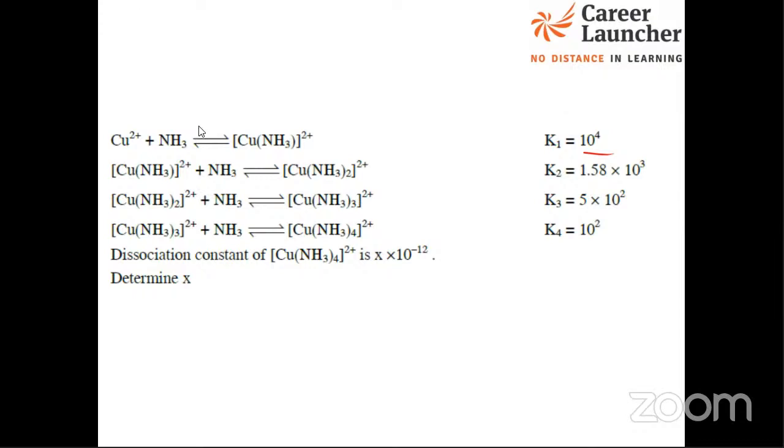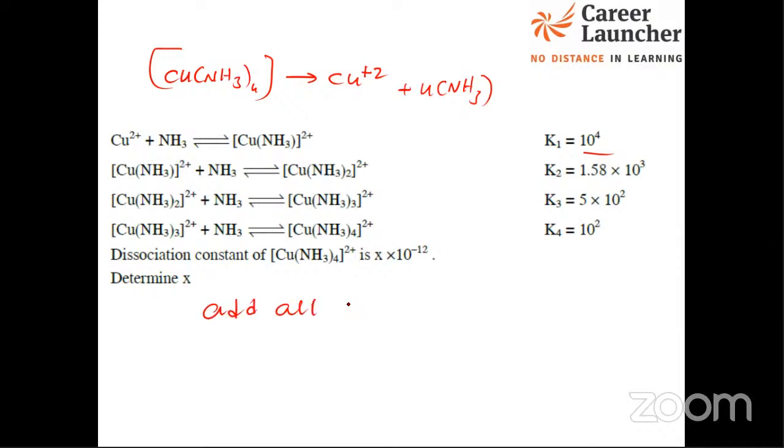If you want the dissociation constant for this, first we need to identify the equations. Dissociation constant means we need to write it in reverse manner. Cu(NH3)4 is a complex which dissociates into Cu2+ and 4NH3. So to get this equation, add all of these equations, and then reverse it.